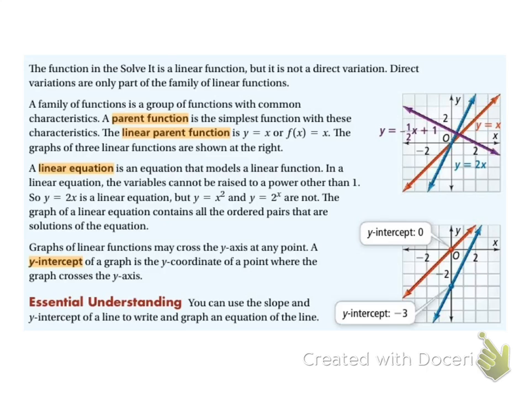And then another term, the y-intercept, is the point where the line crosses the y-axis. So right here, our y-intercept is 0 because it's crossing through it at y equals 0. And down here, our intercept is -3 because it crosses the y-axis at -3.